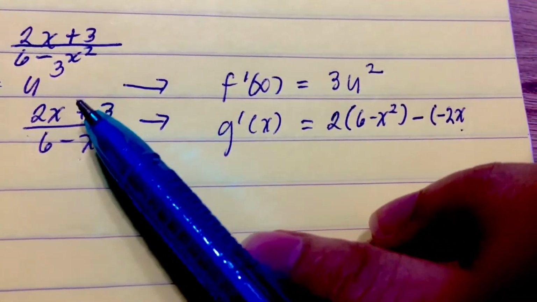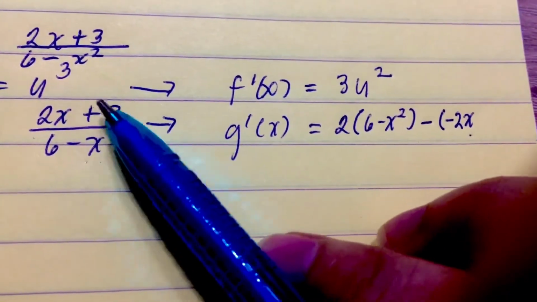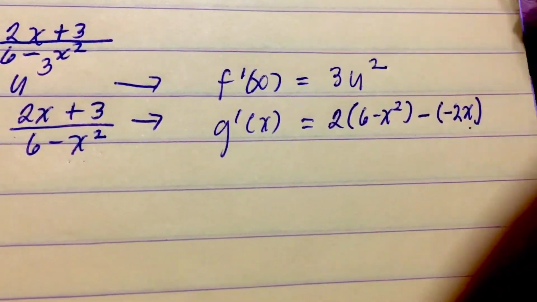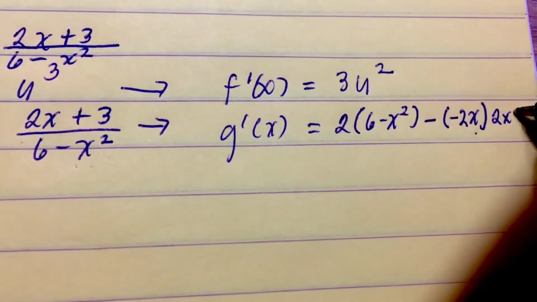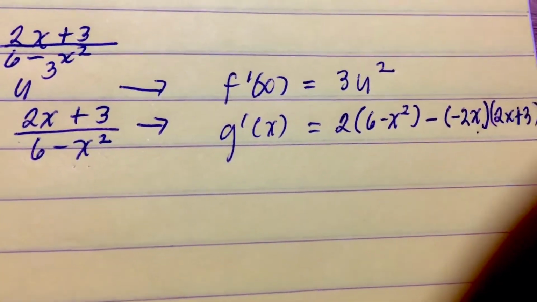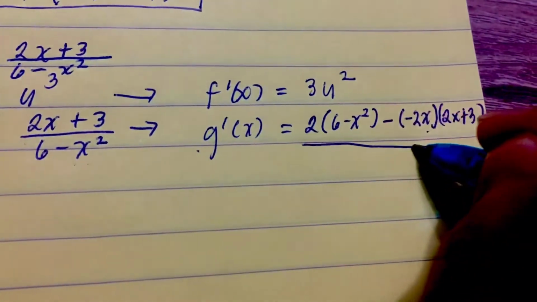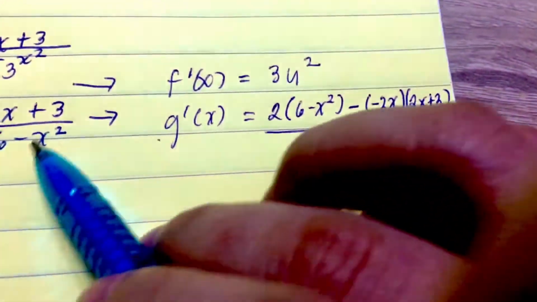Then multiply by your first function, your top number, or numerator, 2x plus 3. Then all over the square of your denominator.